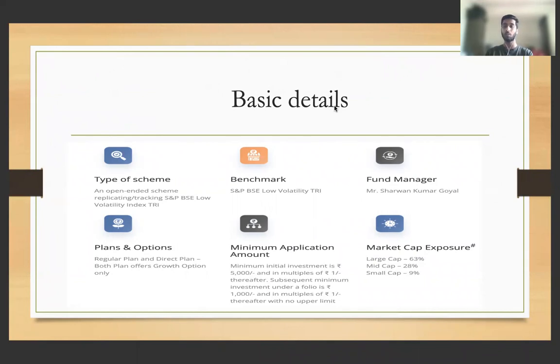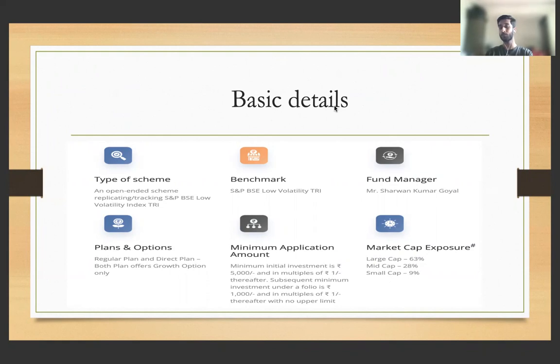Plans and options. There is a regular plan and a direct plan, and both plans offer the growth option only. So basically there are two routes. Regular plan is through an agent, and for the direct plan you can approach the fund house directly through its website and invest in the fund. Minimum application amount is ₹5,000 and units will be issued in multiples of ₹1.